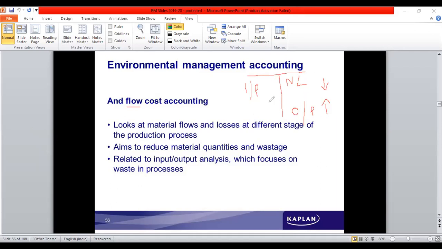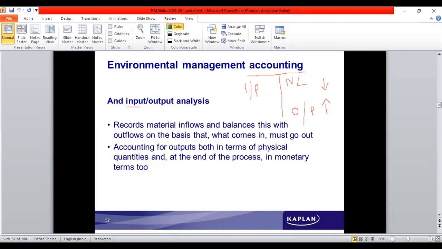Now here it is only about the material which is introduced, the number of units which are introduced, how many units are lost, and how many units are produced as output. Extension of this is input output analysis, wherein the value of these materials is also accounted for. Accounting for outputs both in terms of physical quantities and at the end of the process in monetary terms too. So input of material is accounted along with the value of the material. So how much value of material got wasted as normal loss, and what is the value of the output is also accounted. So that is input output analysis.